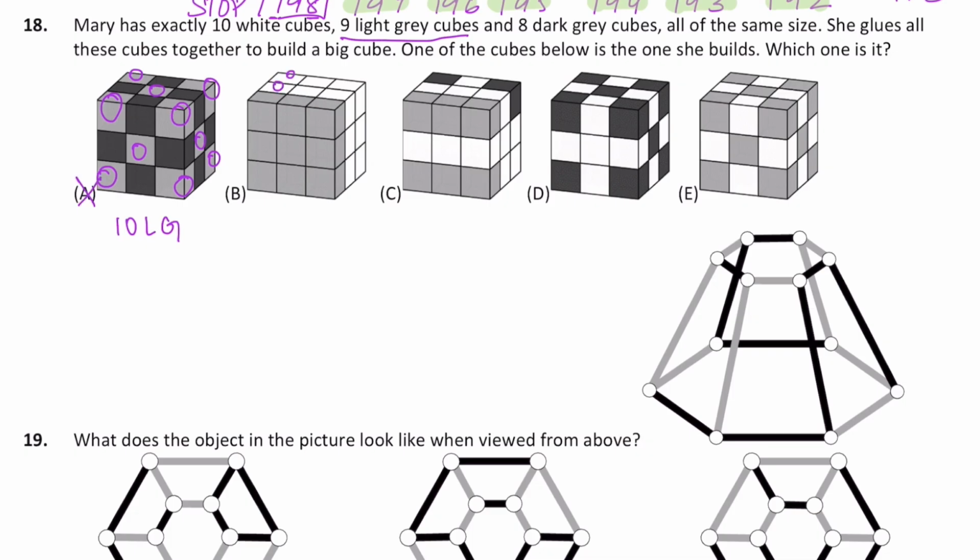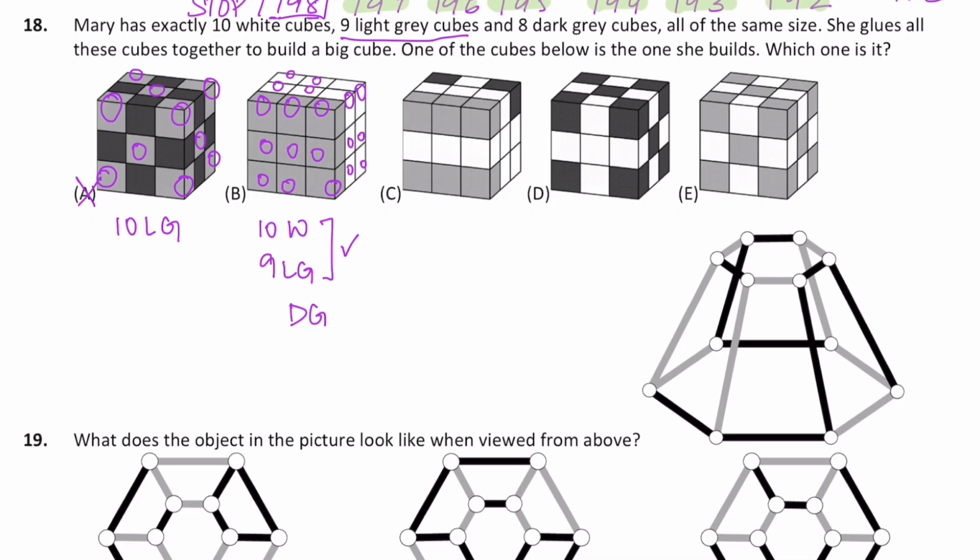There is 1, 2, 3, 4, 5, 6, 7, 8, 9, 10. 10 white cubes, that works. 1, 2, 3, 4, 5, 6, 7, 8, 9. 9 light gray cubes, and there might be a possibility that they'll have 8 dark gray cubes, but till now all the conditions are met. Let's look at the next cube.